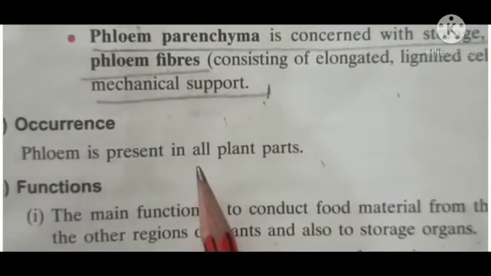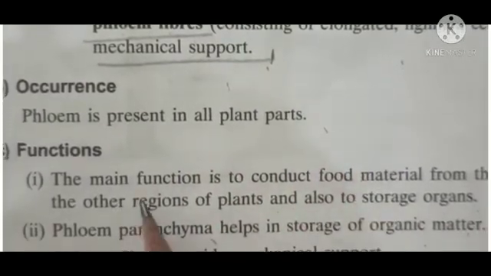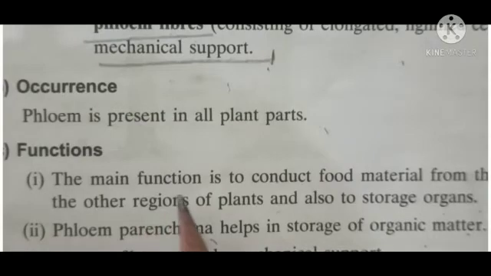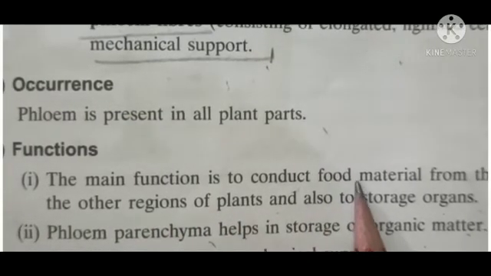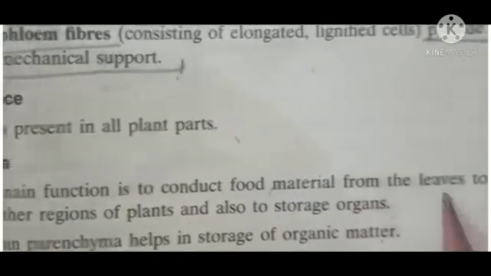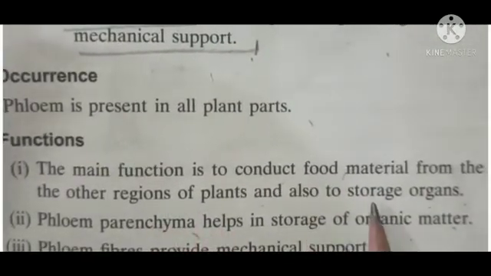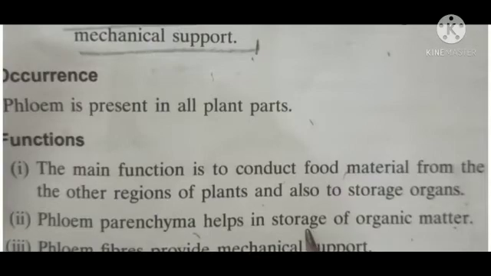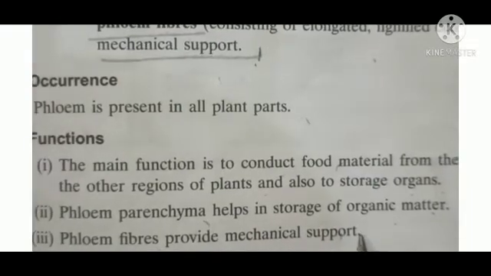Right? Now next is occurrence. Phloem tissues are present in all parts of the plant. And the function of phloem tissue: the main function is to conduct the food materials from the leaves to the other regions of the plant, and also to storage organs. The second function is that phloem parenchyma helps in storage of organic matter, and phloem fibers provide mechanical support.